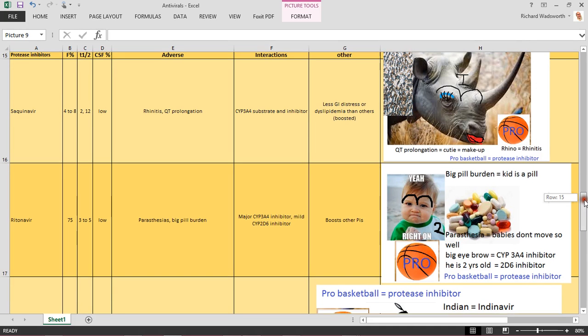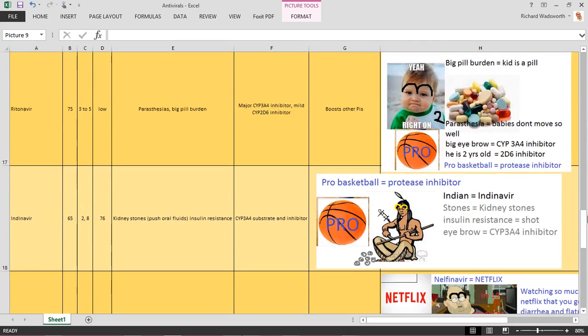There we go. Next, Ritonavir. Ritonavir. There's this kid saying, right on. So, 75% bioavailability, 3 to 5 hour half-life, and low CSF, cerebrospinal fluid percentage. Paresthesias and big pill burden. Well, 2-year-olds can be pills sometimes. So this kid is big pill. And kids also don't move very well, so he has paresthesia. But when he grows up, he's going to get over it, and he's going to be a pro basketball player. This just reminds you, it's a protease inhibitor.